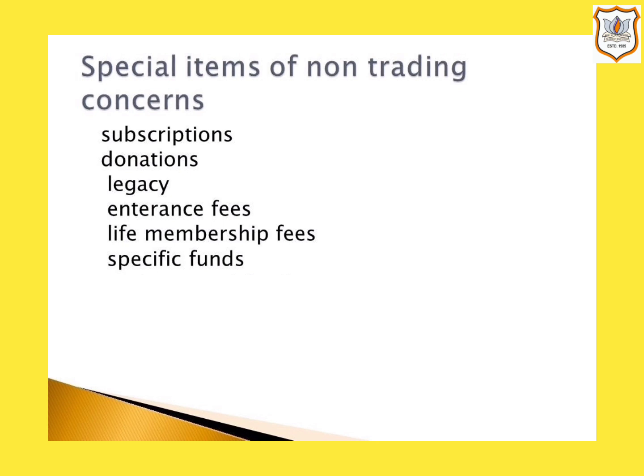Then next is entrance fees, or we can also call it admission fees. To be a member of a concern, new members have to pay admission fees or entrance fees. As per the provision of the constitution of the concern, entrance fees are treated as capital income or revenue income. Sometimes, as per the instructions, some part of the entrance fees is considered capital income and some part is considered revenue income. When no instruction is given, the entrance fees income is treated as revenue income.